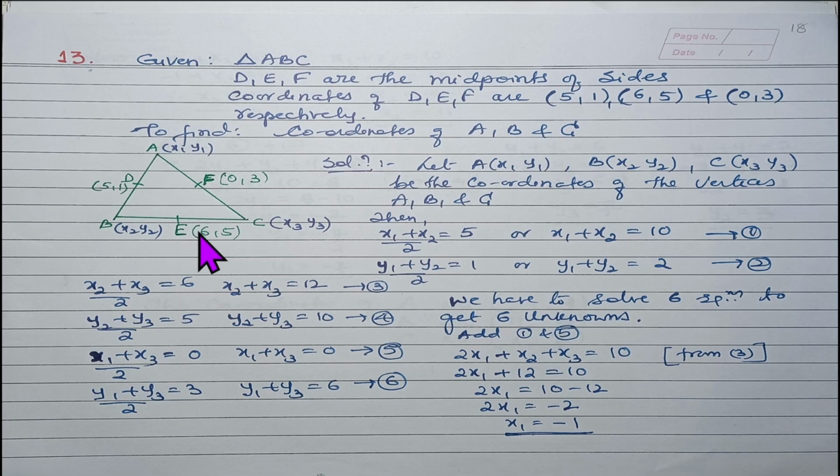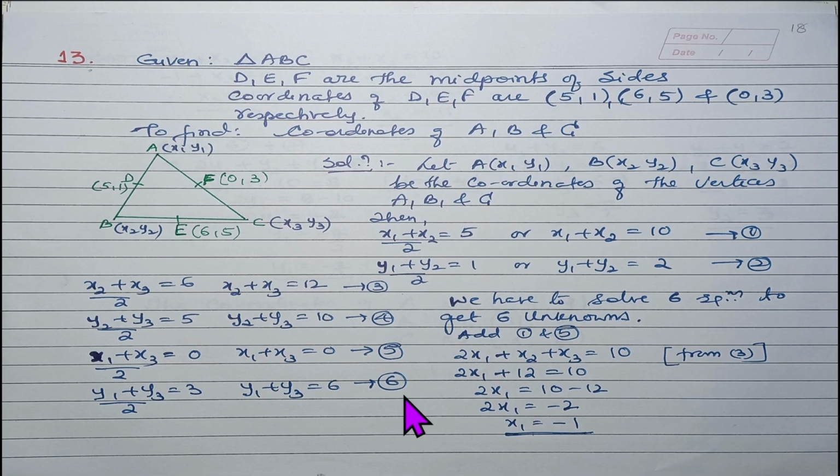Now 6 is equal to (x2 plus x3) divided by 2, therefore x2 plus x3 is equal to 12. (y2 plus y3) by 2 is equal to 5, and y2 plus y3 is equal to 10. (x1 plus x3) divided by 2 is equal to 0, x1 plus x3 is equal to 0. (y1 plus y3) divided by 2 is equal to 3, y1 plus y3 is equal to 6, because of multiplying by 2 here. So I have got 6 equations: first, second, third, fourth, fifth, sixth. Now I have to solve these 6 equations to get those 6 unknowns. So let us go step by step.